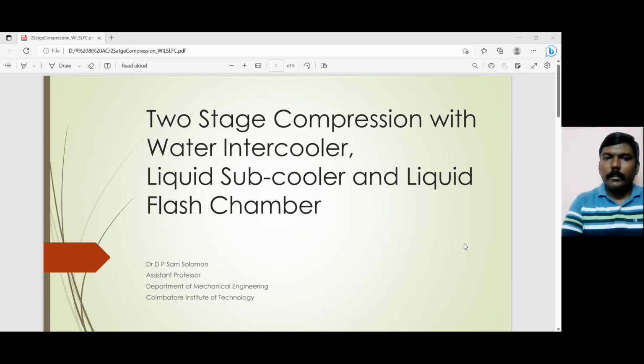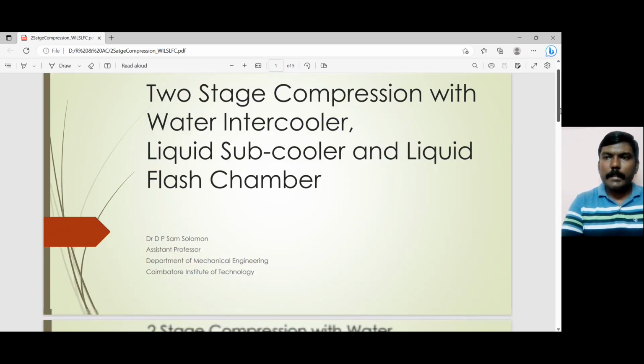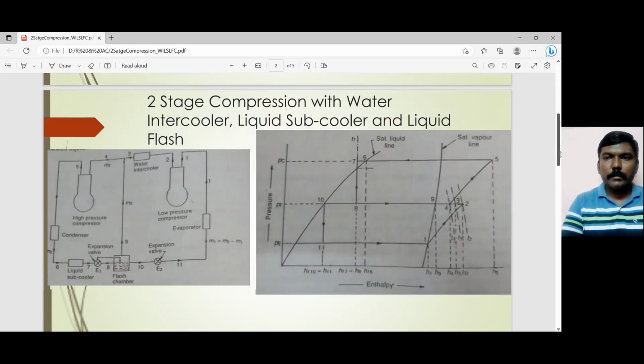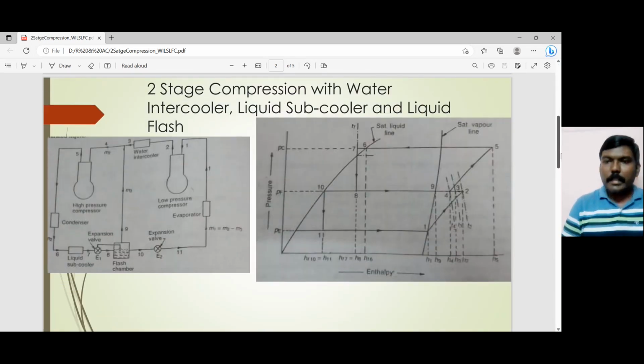Welcome back. In this lecture, we will talk about two-stage compression with water intercooler, liquid subcooler, and liquid flash chamber. Okay, so let's look at the schematic. So this is the schematic which we have here.